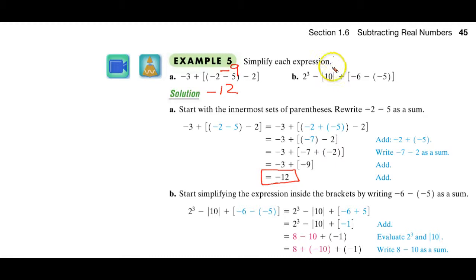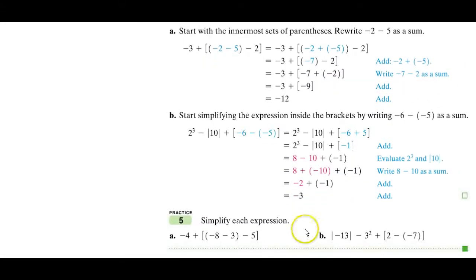And here, this is going to be a positive 10, but it comes out as a negative because of the negative sign in front. So we have 8 minus 10 plus, now the opposite of a 5, a negative 5 is a positive 5, so this comes out as a negative 1 here. So we have a negative 11 and a positive 8 gives us a negative 3. And we'll see that in a moment. Right there.